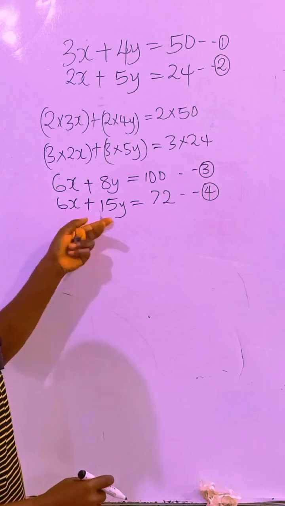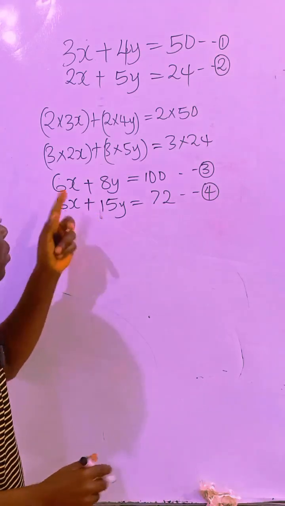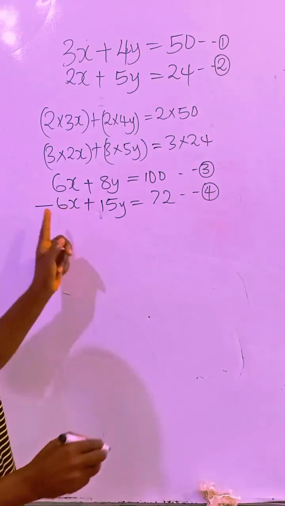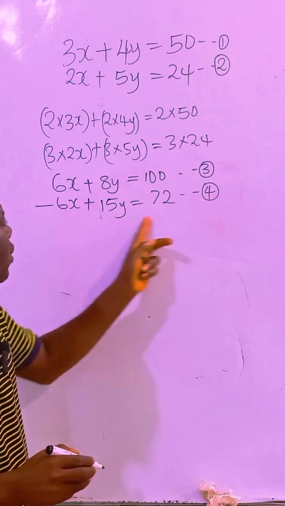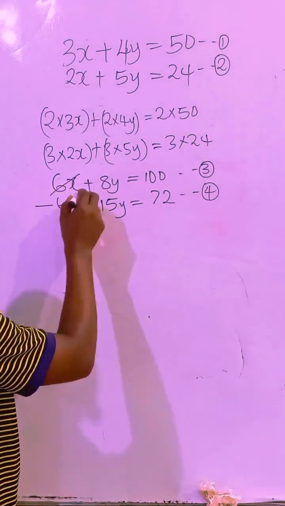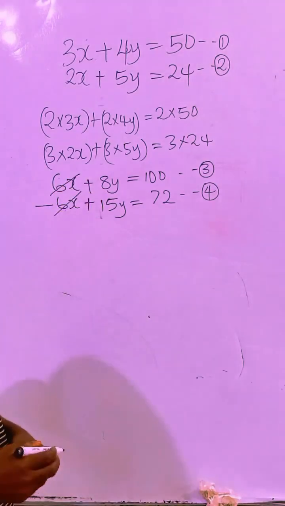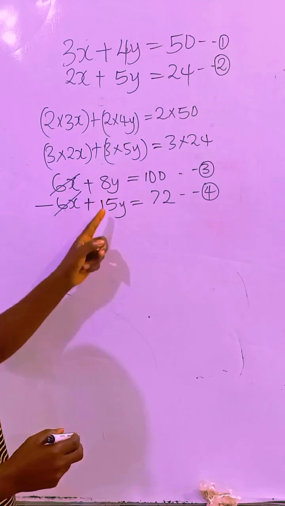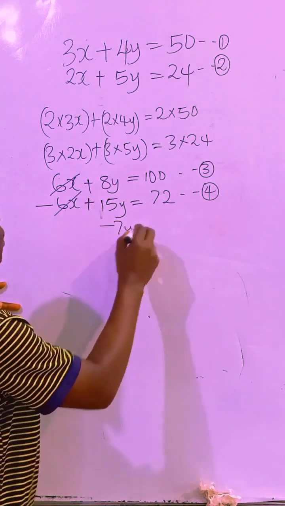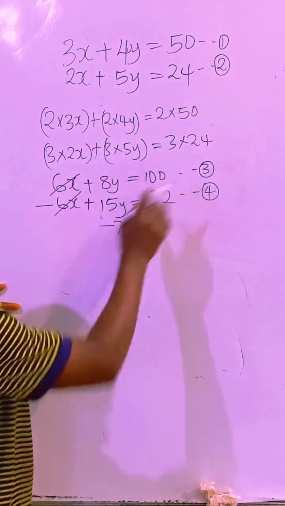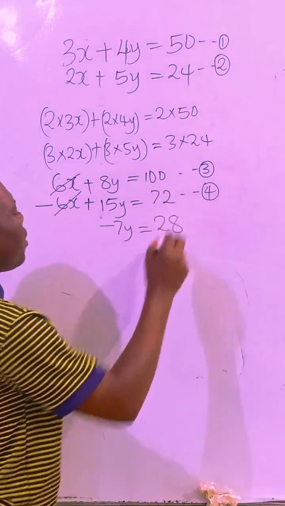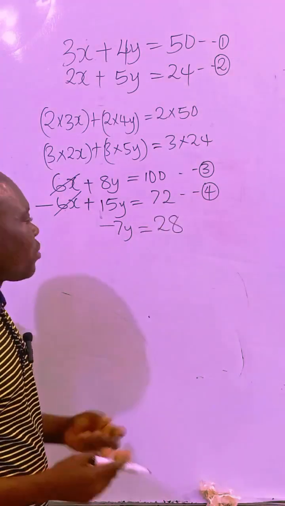So having done this, we are going to subtract equation 4 from equation 3. Simply put your negative sign, and this negative sign is affecting everything in the second equation. So it means that this one and this one will go. All right, so 8y minus 15y will give us negative 7y, equal to, and then you subtract this from this, you have your 28. Okay, we have 28.